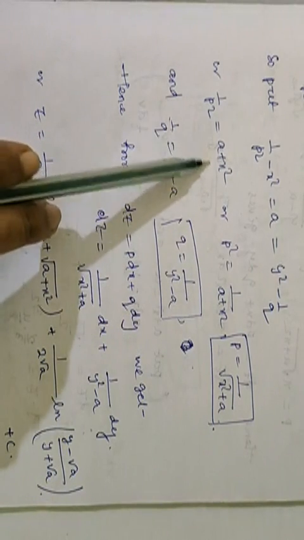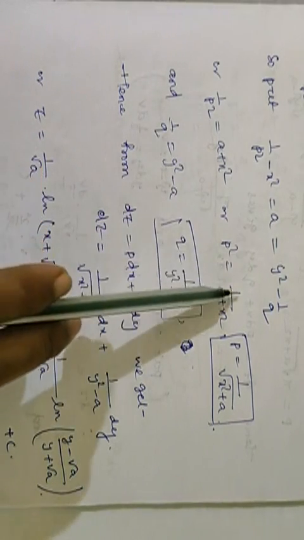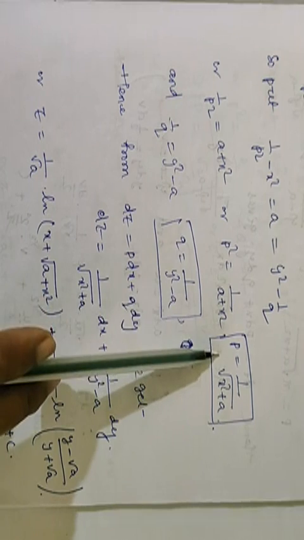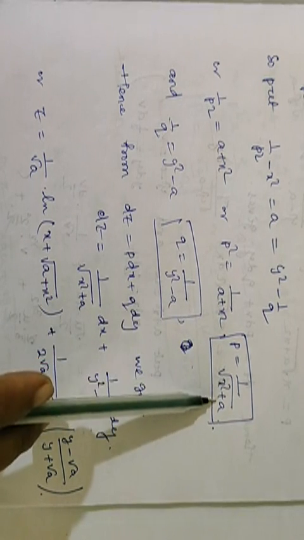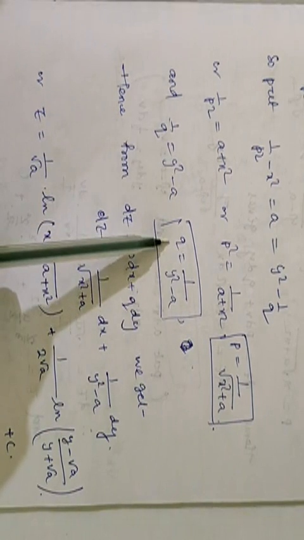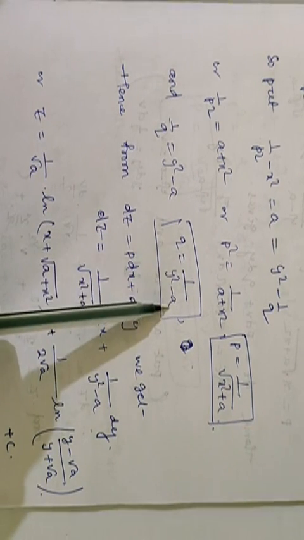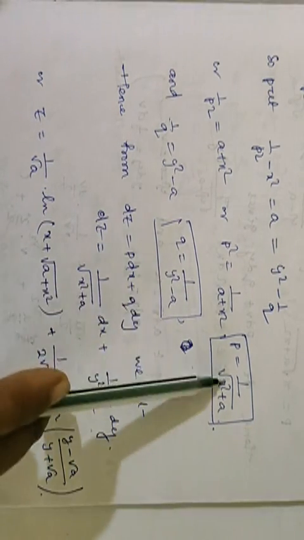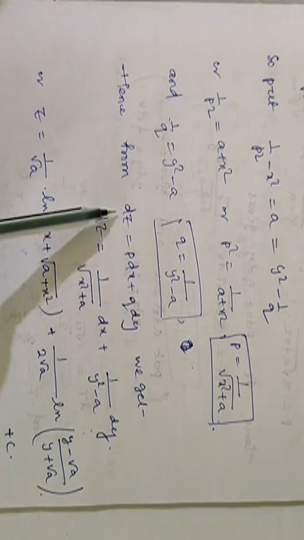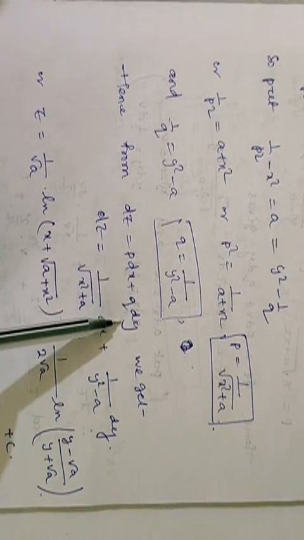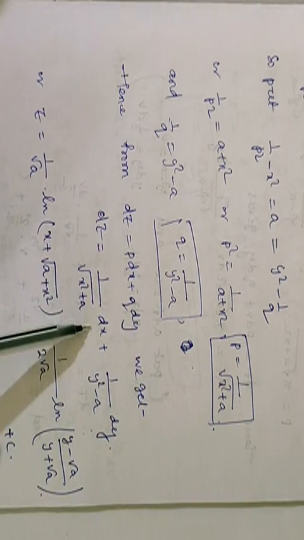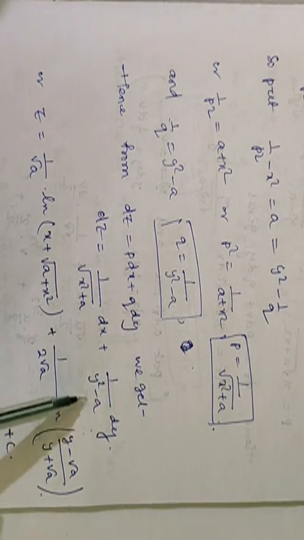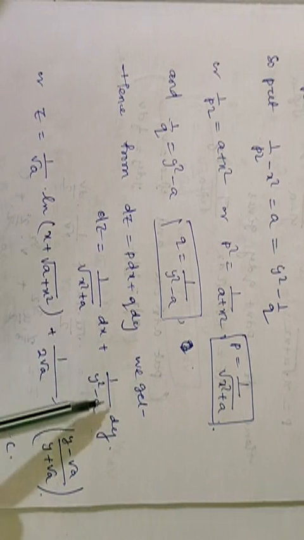Look here, 1 by p square is equal to a plus x square, p square is equal to 1 by (a plus x square), p is equal to 1 by root over (x square plus a). Similarly, q can be written as 1 by root over (y square minus a). Now using this value of p and q in the equation dz is equal to p dx plus q dy, we get dz is equal to 1 by root over (x square plus a) dx plus 1 by root over (y square minus a) dy. This is p, this is q.